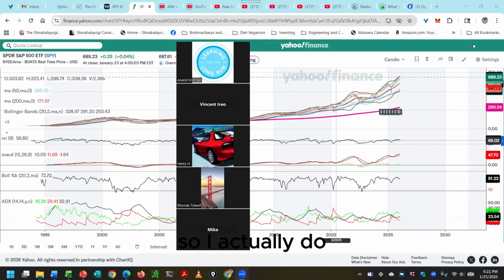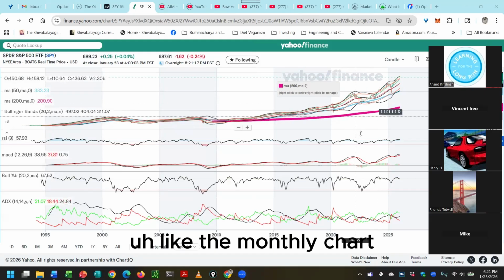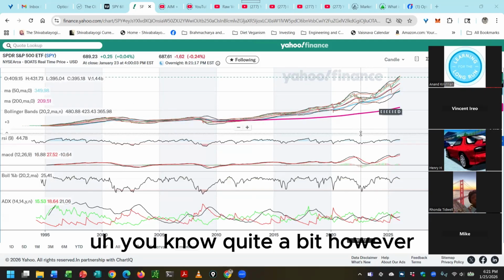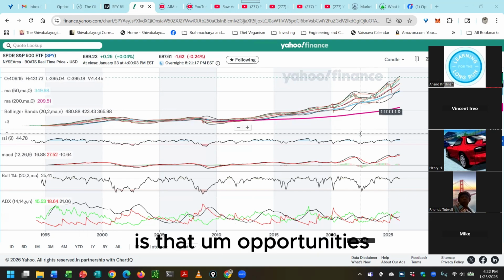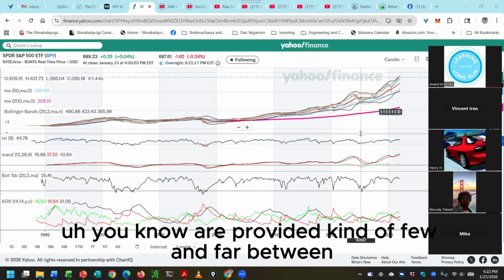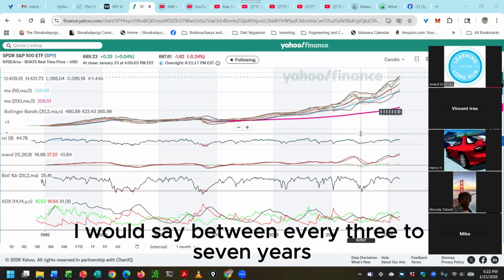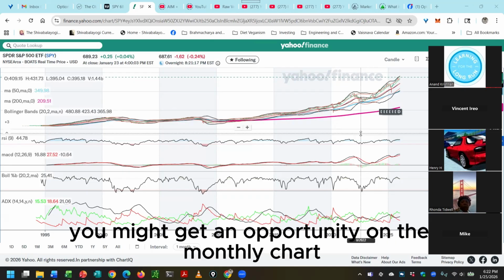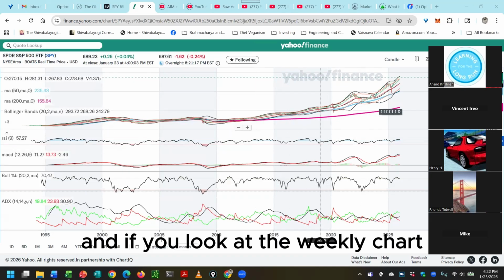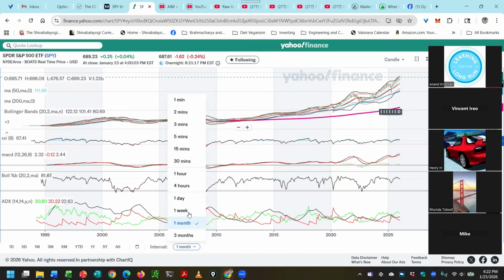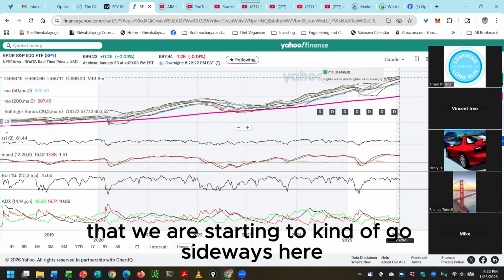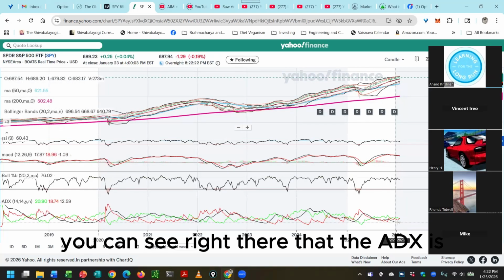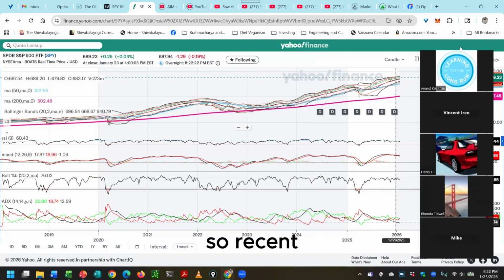So I actually do like the monthly chart quite a bit. However, one important thing to note on the monthly chart is that opportunities are kind of few and far between. I would say between every 3 to 7 years, you might get an opportunity on the monthly chart. And if you look at the weekly chart, you can see that we are starting to go sideways here. You can see right there that the ADX is in fact lower than 20.